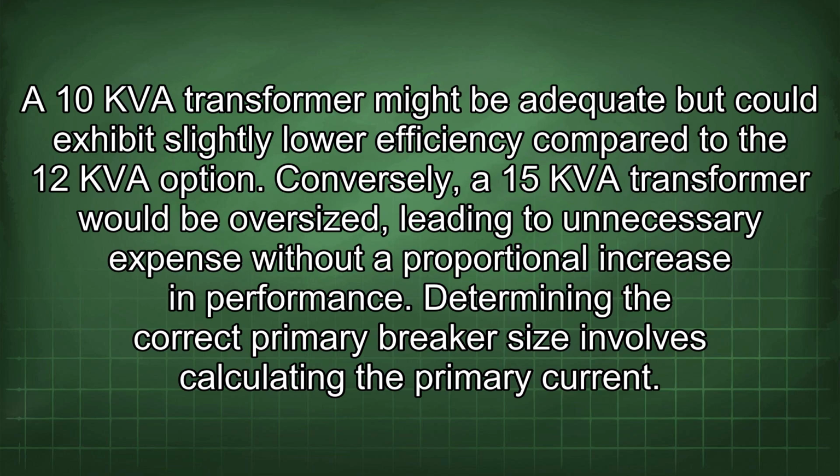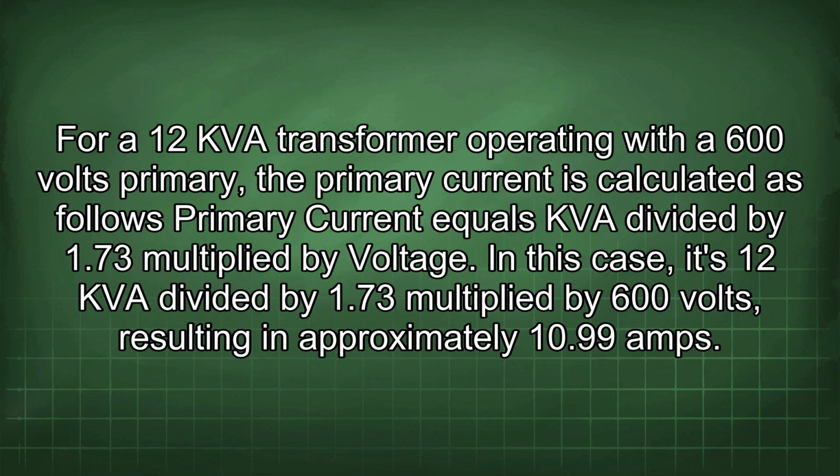Determining the correct primary breaker size involves calculating the primary current. For a 12 kVA transformer operating with a 600 volts primary, the primary current equals kVA divided by 1.73 multiplied by voltage. In this case, it's 12 kVA divided by 1.73 multiplied by 600 volts, resulting in approximately 10.99 amps.